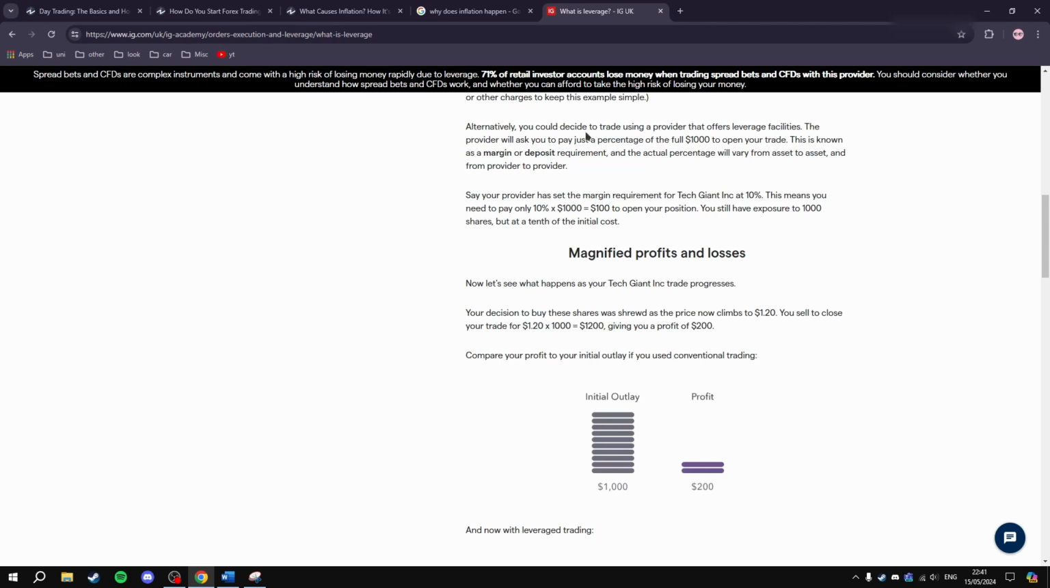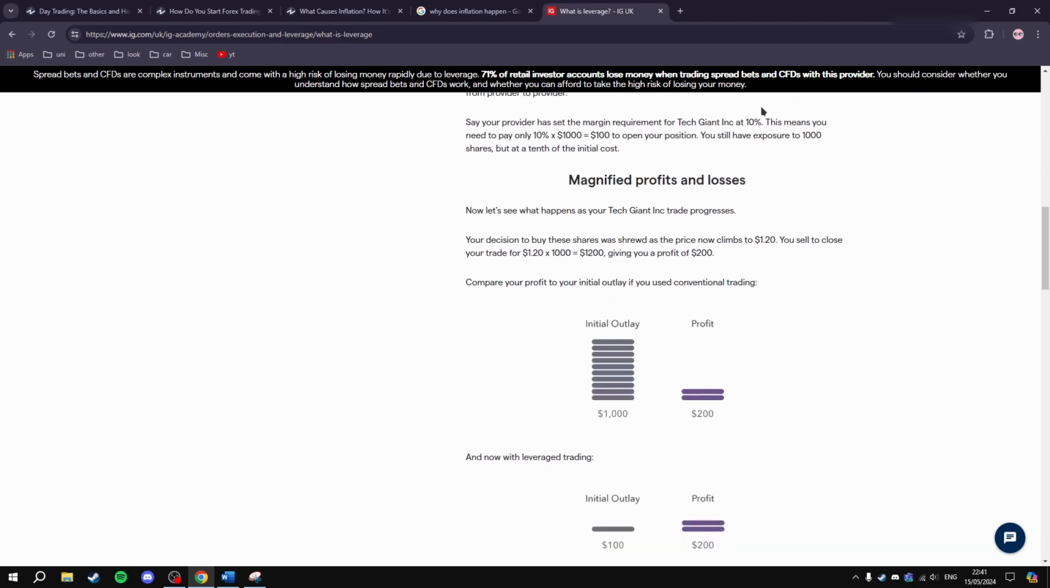Alternatively, you could decide to trade using a provider that offers leverage facilities. The provider will ask you to pay just a percentage of the full $1,000 to open your trade. This is known as a margin or deposit requirement, and the actual percentage will vary from asset to asset and from provider to provider. Say your provider has set the margin requirement for Tech Giant Inc. at 10%. This means you need to pay only 10% times $1,000, which is $100, to open your position. You still have exposure to 1,000 shares, but only a tenth of the initial cost.